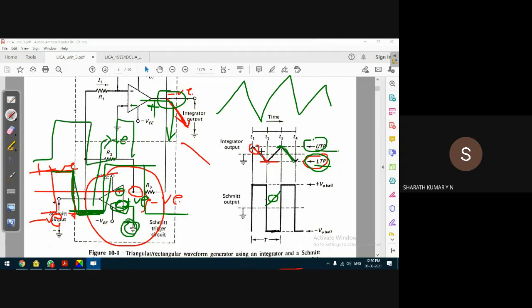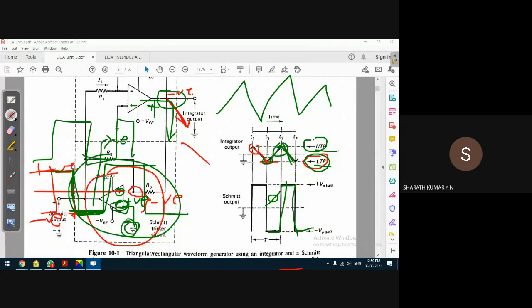So it is something like this. Let's observe this. When the integrator output goes from negative to positive, the output of the Schmitt-Trigger goes from negative to positive saturation. And when the integrator output goes from positive to negative saturation, the output of the Schmitt-Trigger goes from positive to negative saturation. That's why it's called a positive or non-inverting Schmitt-Trigger circuit.